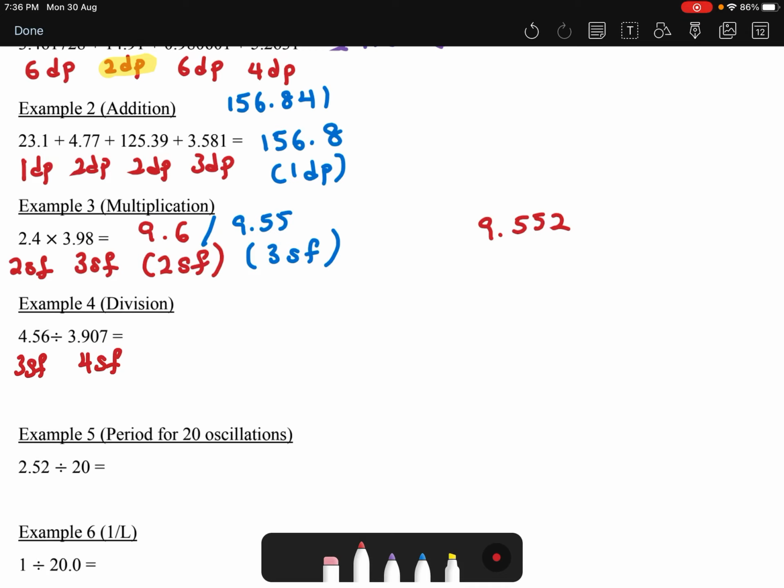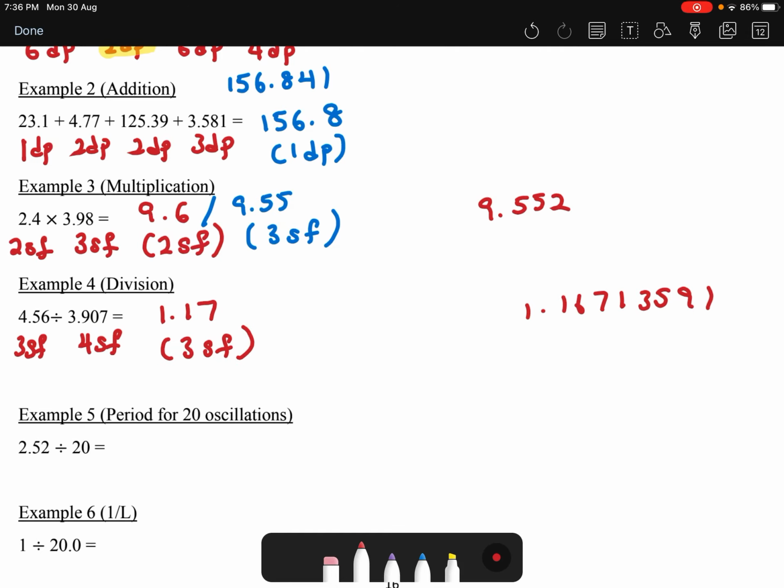So 4.56 divided by 3.907. So you will get roughly 1.1671359. Right? So I'll give them the least. So it's 1.17 like that. So this is 3SF. Alright, so this is how you do your division.